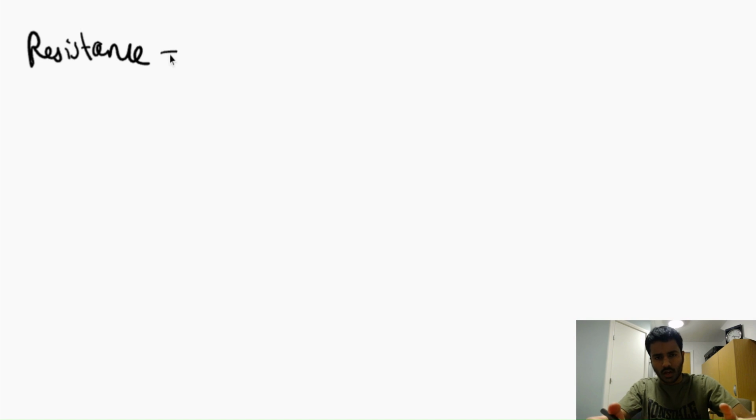I want to talk to you now about a notion called resistance. Now, all the circuit components that you're going to come across in AS level, all of them will have some form of resistance, unless they're a battery or a wire or an ammeter. They will all have some form of resistance. So what exactly is resistance?